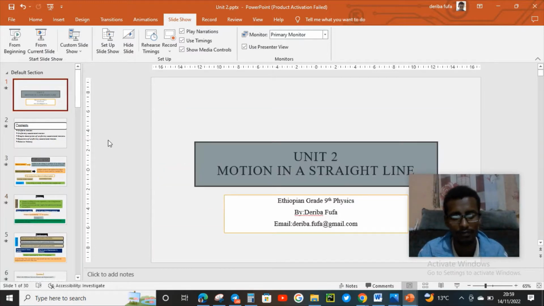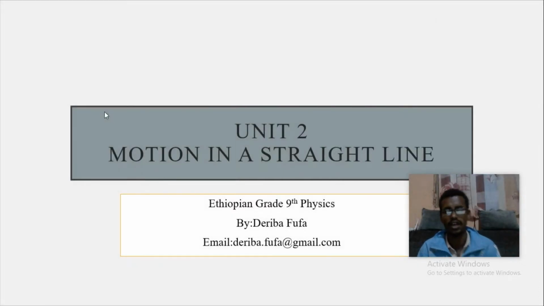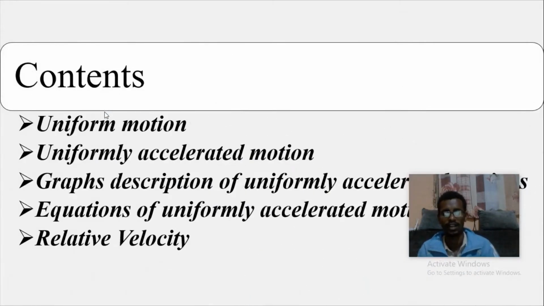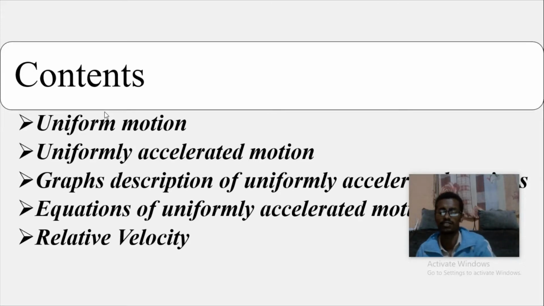Let us start Unit 2. This is physics for grade 9 for Ethiopian students, which says motion in a straight line. The contents of this unit are uniform motion, uniformly accelerated motions, the graphs of uniformly accelerated motions, equations of uniformly accelerated motions, and relative velocities.